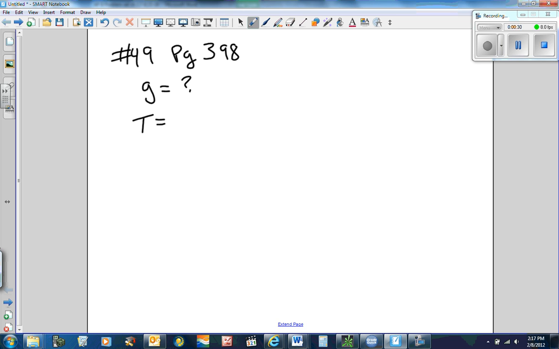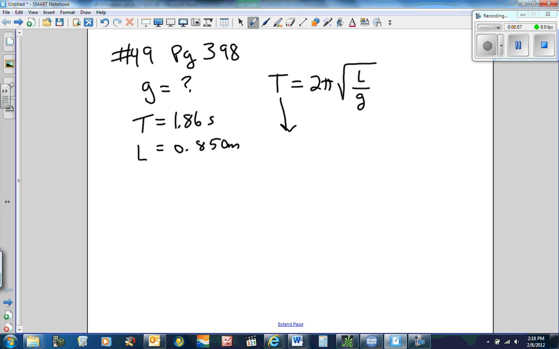So we're given T is 1.86 seconds, and we're given the length of the pendulum is 0.850 meters. So what do we do? Well, we have to know our equations, and the only one for a pendulum is T equals 2 pi square root of L over g. So we are actually looking for g. Again, this is just a simple plug in your numbers, and g is unknown here.